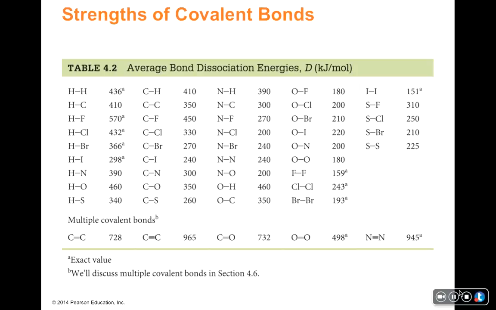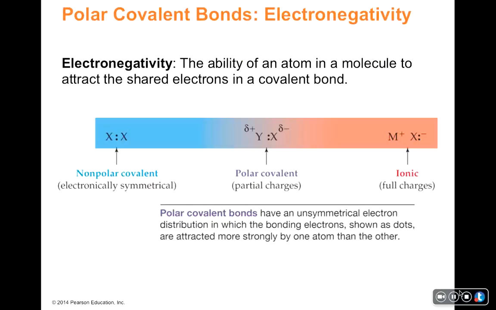Here's a table of average bond dissociation energies. It would be the amount of energy. You can think about it in two ways. This is the amount of energy that would be needed to break apart these atoms, and that's why it's called the bond dissociation energy. It's also, in reverse, the amount of energy that is released when the bonds form. And when we talk about thermochemistry, we'll use these to actually calculate energies of reactions.